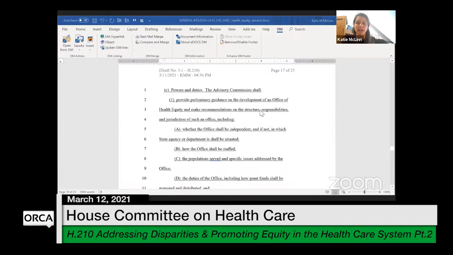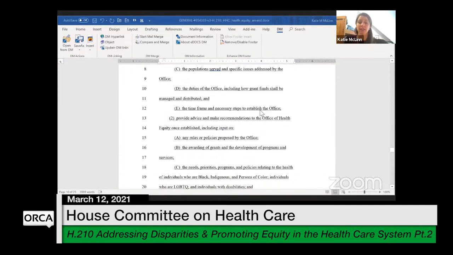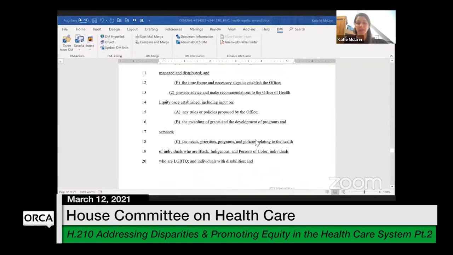This again is recognizing kind of the short-term responsibility of the commission in setting up and providing guidance about what a new office would look like, and then the longer-term responsibilities of the commission. So subdivision A looks at setting up the office. Subdivision 2 looks at providing advice and recommendations to the office once it's been established.